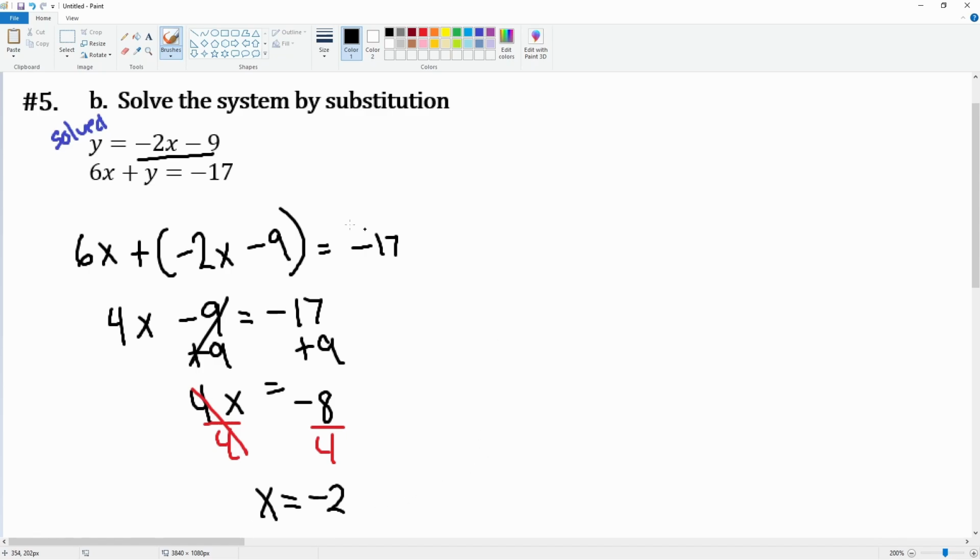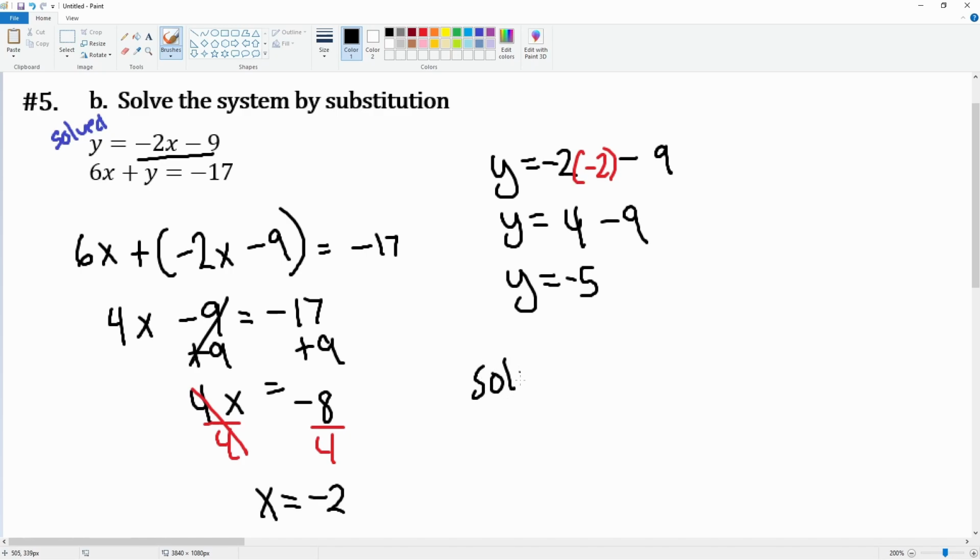We have x, but we want to have the y. So let's use the first equation here. We know what x is, so let's substitute in that value for x, and that x was negative 2. y is equal to negative 2 times negative 2, which becomes a positive 4, minus 9. y is equal to negative 5. So the solution would be the ordered pair negative 2 comma negative 5.